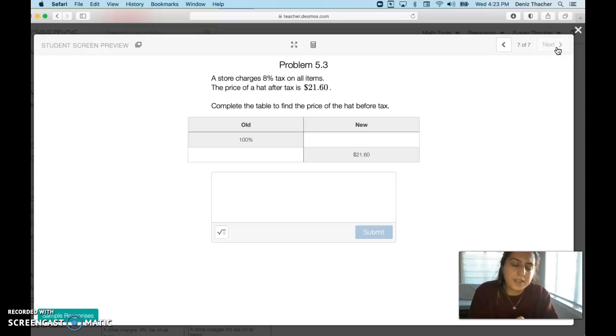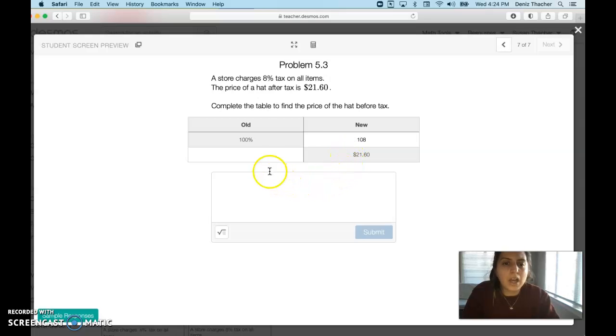For the last section of problem 5, a store charges 8% tax on all items. The price of a hat after tax is $21.60. So again, we have our old price, which is what we're looking for. We have our new percentage price, which would be 108, because again, there's an 8% tax increase. This is an increase. We are going to have to go in the other direction, but first let's find the COP, which from the last page we know is 1.08 because we divided 108 by 100. So that means that we can multiply the left side by 1.08 to get to the right side.